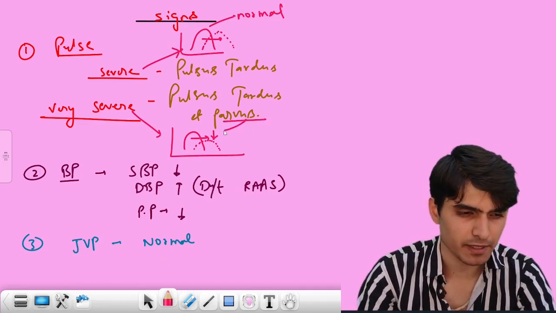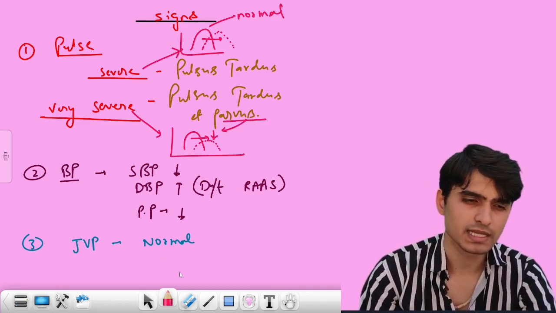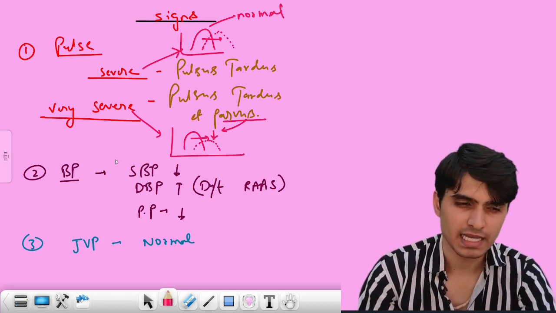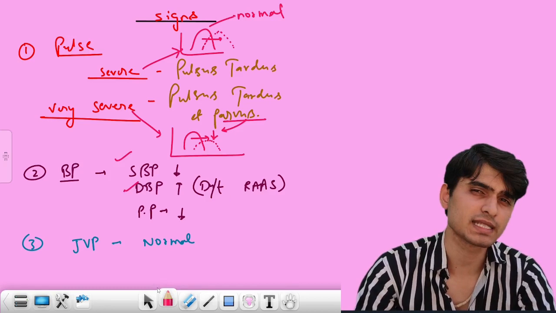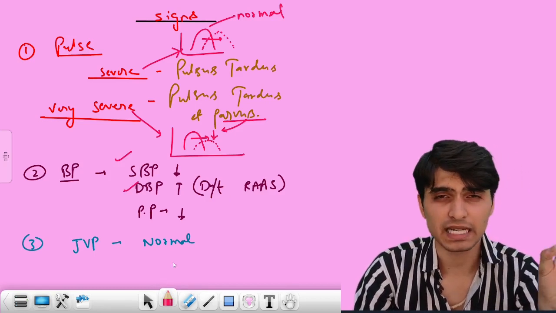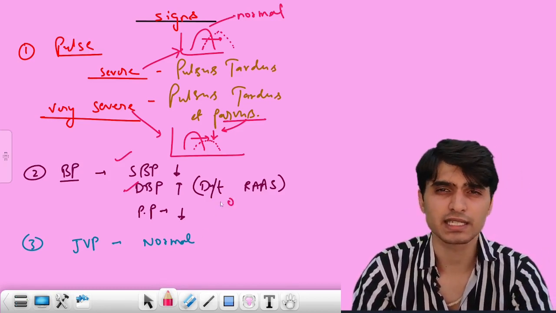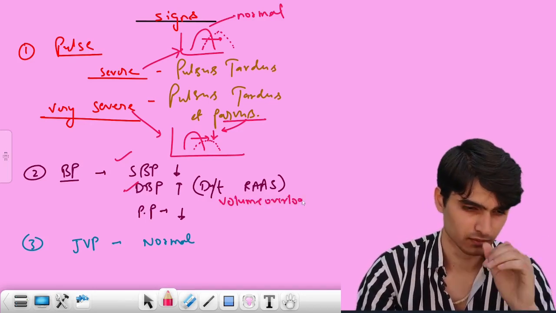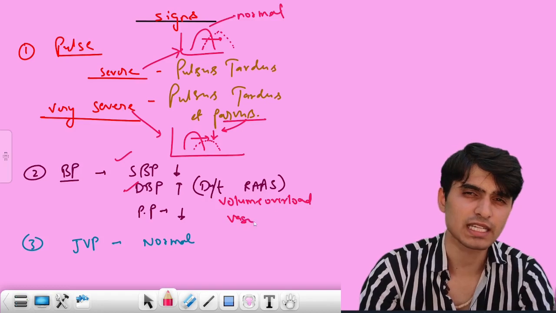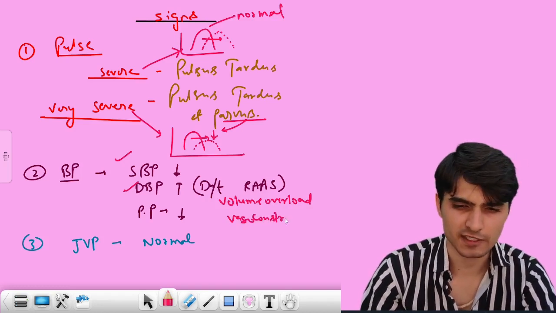And the next thing is the BP, right? Because of the stenosis, the systolic BP is compromised, and because the perfusion to the kidneys is compromised, there is activation of the RAS mechanism, and that is resulting in an increase in the diastolic BP, right? So there is a decrease in the pulse pressure, and since it is a left-sided condition, the JVP is normal in this case.